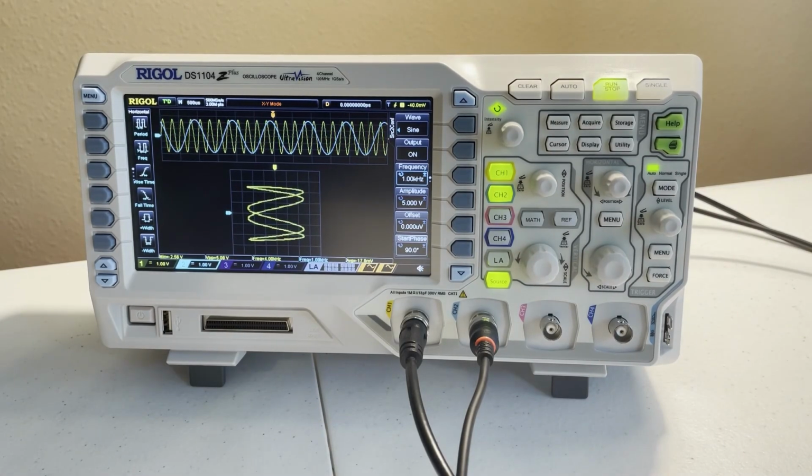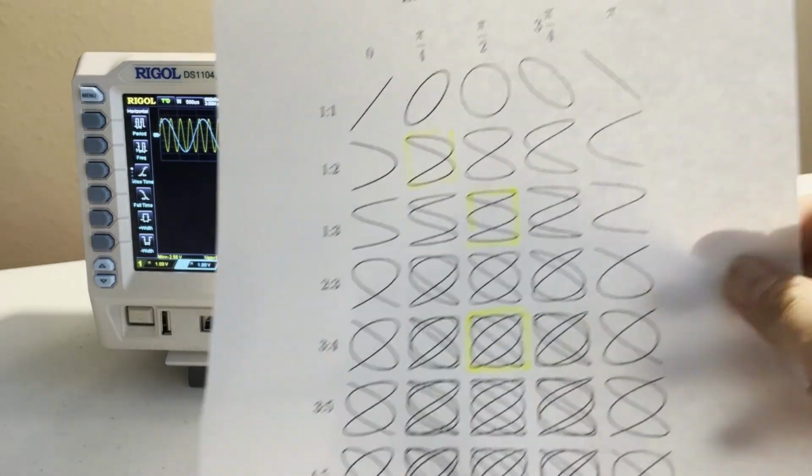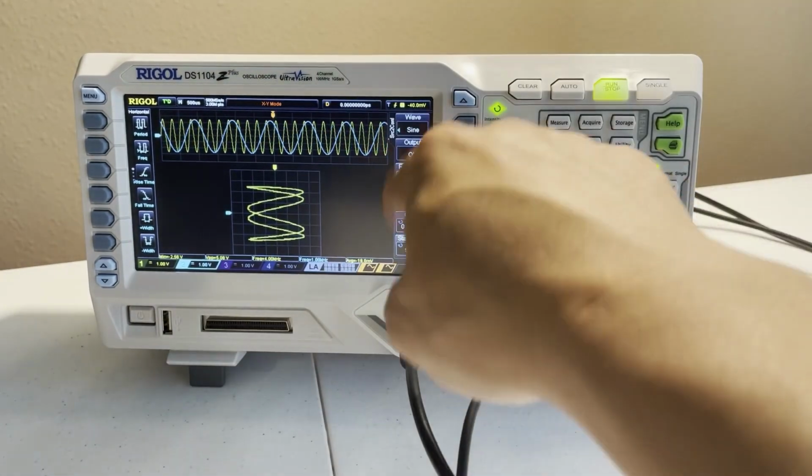All right, guys, you can play more. You can pretty much duplicate every Lissajous curve from this chart by setting the frequency and the phase delay.